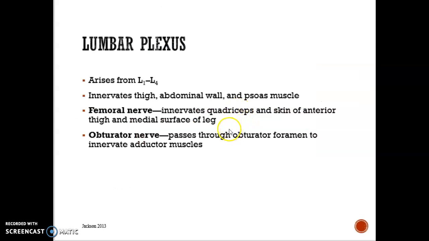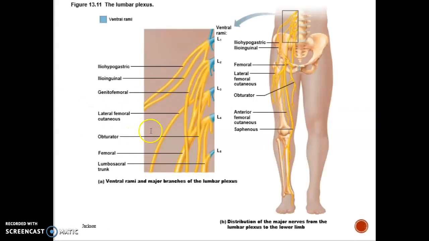Lumbar plexus innervates the thighs. This is going to be the anterior aspects of our legs. Notice I said the anterior aspect of the legs, the lumbar, L1 through L4. The two major nerves in here are the femoral nerve and the obturator. If you think about this, the femoral nerve, of course, is going to be working with the femur. Obturator going through that giant hole in the os coxae bones. You can see the anterior aspect of the leg here with the lumbar plexus.